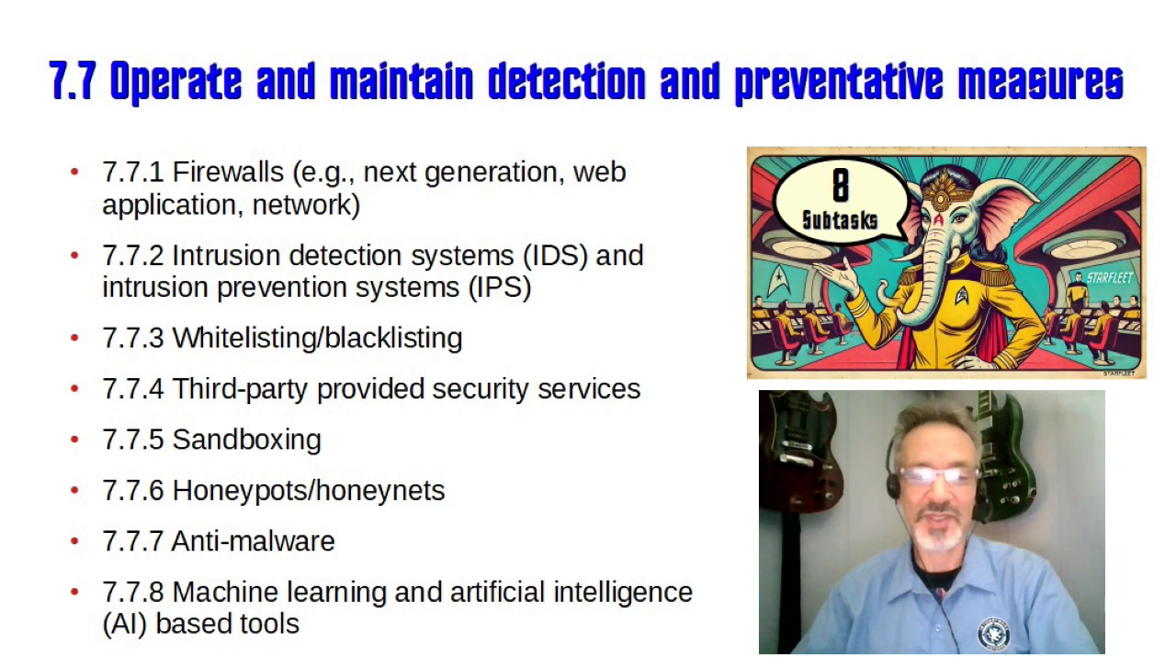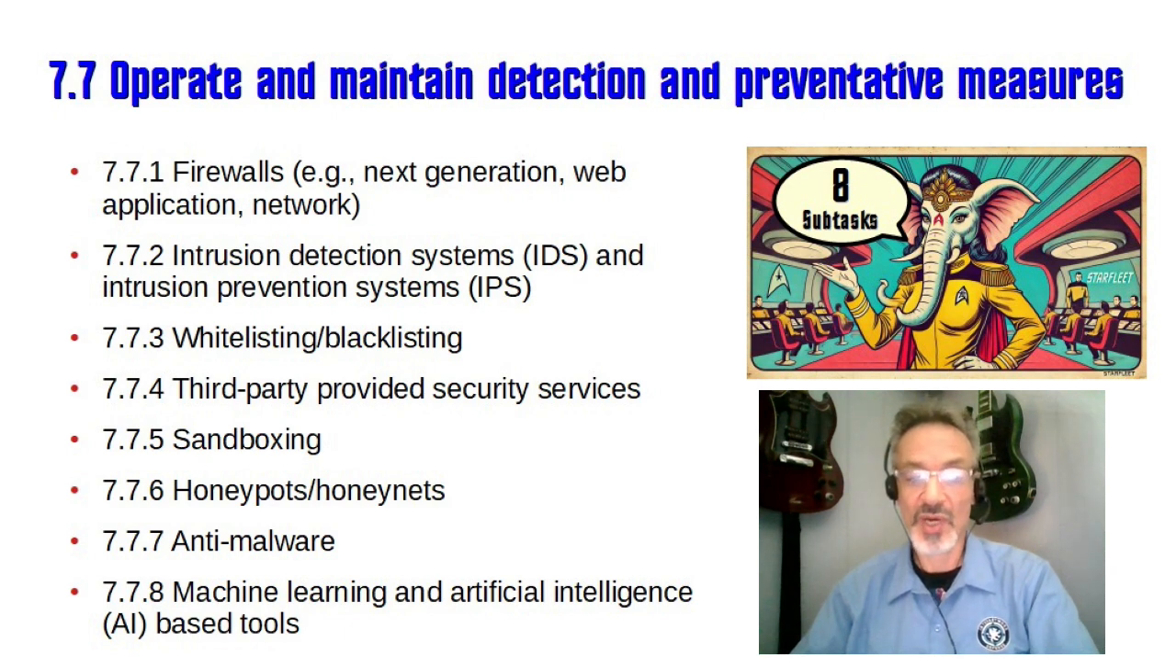3. Whitelisting and blacklisting. These techniques control what is allowed and denied on a network, providing another layer of protection by managing which applications, IP addresses, or domains can access systems. 4. Third-party provided security services. This subtask focuses on managing external security providers, from conducting risk assessments to ensuring compliance and performance. 5. Sandboxing. We'll discuss how sandboxing is used to safely analyze potentially malicious files or code in isolated environments.